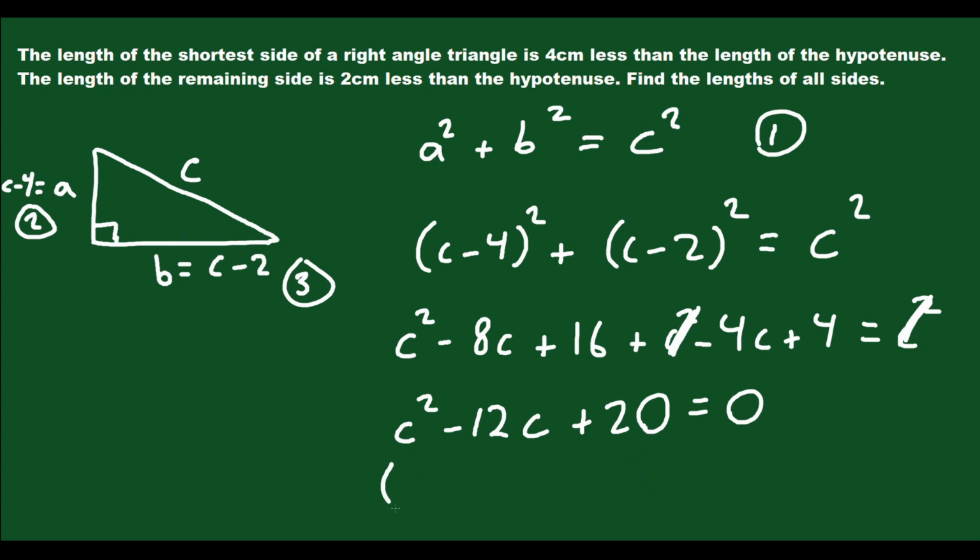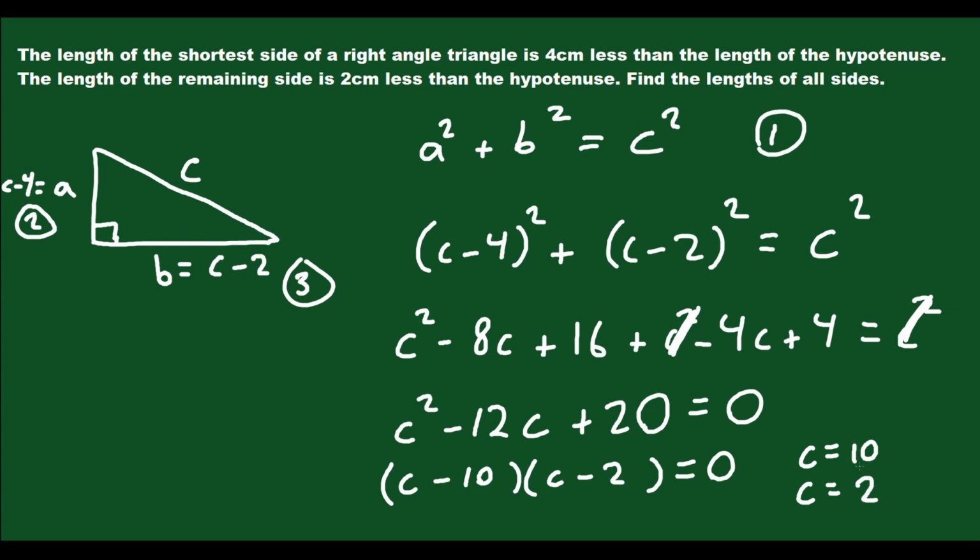It's a simple trinomial, so we just say what two numbers multiply to 20 and add to 12, or negative 12, right? So multiply to 20, add to negative 12. I think it's minus 10 and minus 2, right? Negative 10 times negative 2 multiplies to 20. Negative 10 plus negative 2 is negative 12. So that's going to work out nicely. So that means that C is equal to 10, and C is also equal to 2. Those are the two possible values we have for C.